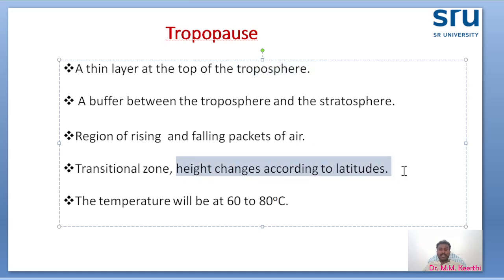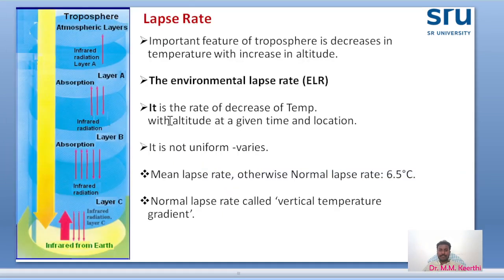Height changes according to the latitude. Based on the latitude, the tropopause height will change. The temperature will be around minus 60 to minus 80 degrees Celsius. Temperature starts to increase in this tropopause region. Here we are going to discuss some important areas: lapse rate, adiabatic lapse rate, and temperature inversion. We will see all of this.